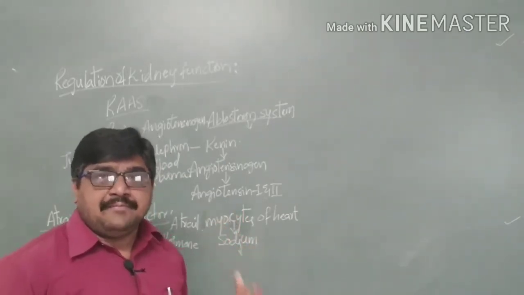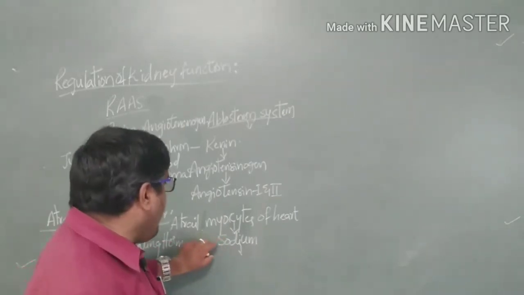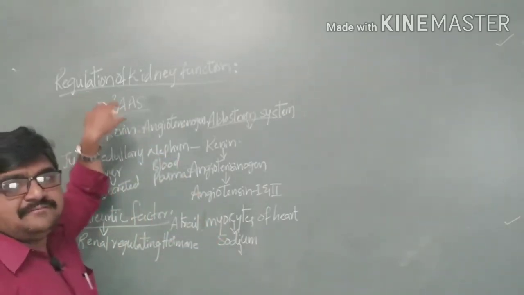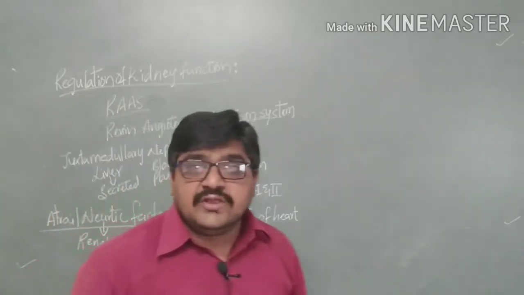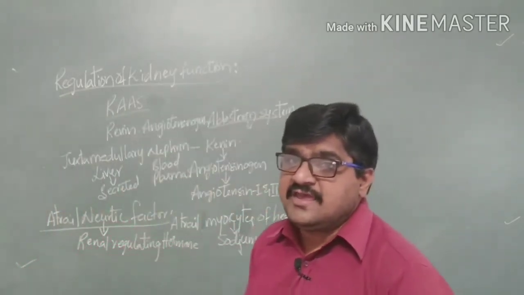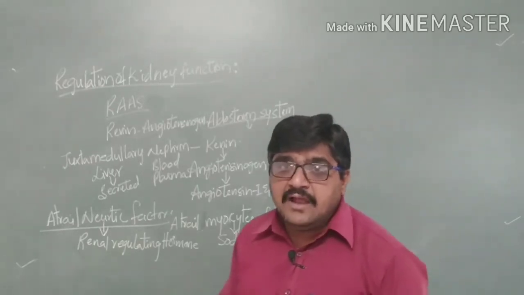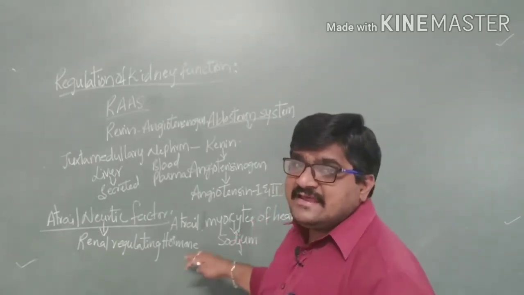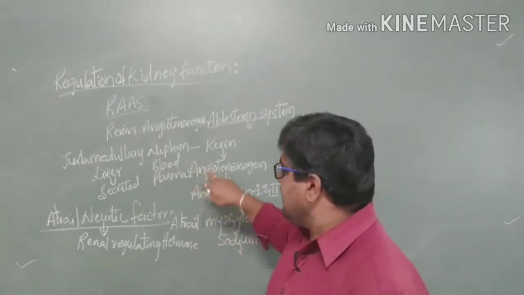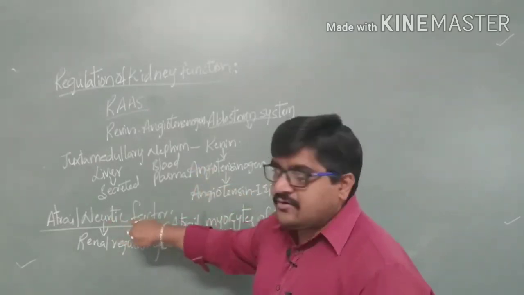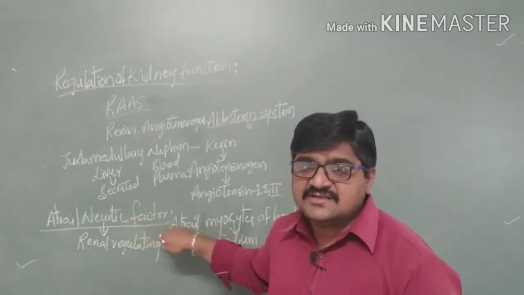where it is opposite to the RAAS system. It is opposite to the RAAS system, where it is helpful for decreasing the blood volume as well as the blood pressure, and an increase in the concentration of urine takes place, due to the atrial natriuretic factor.